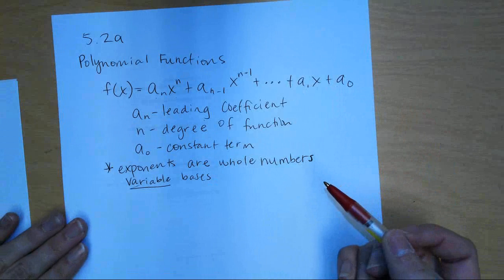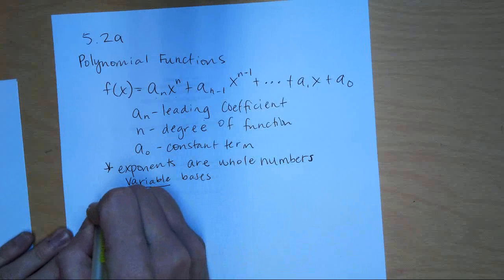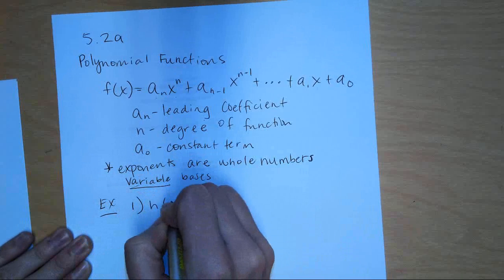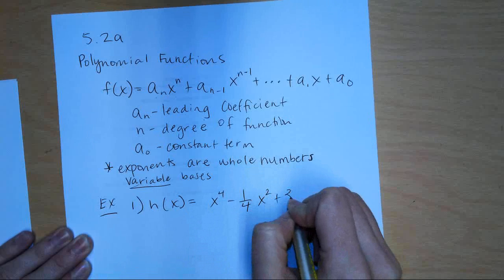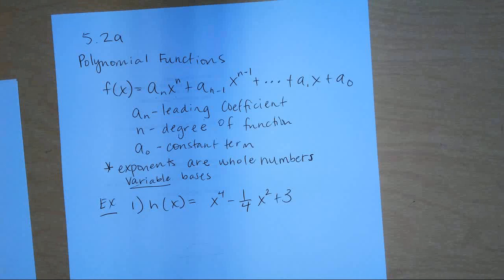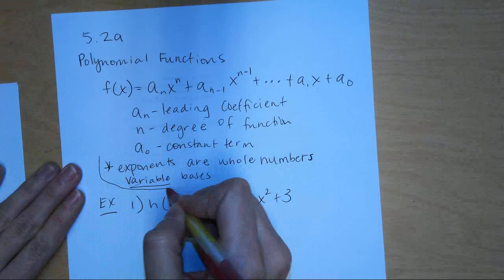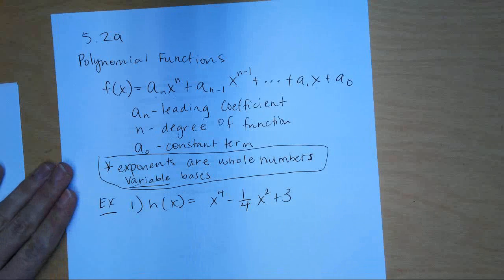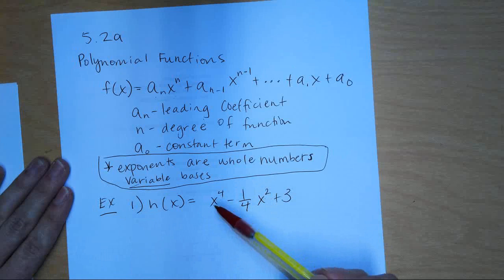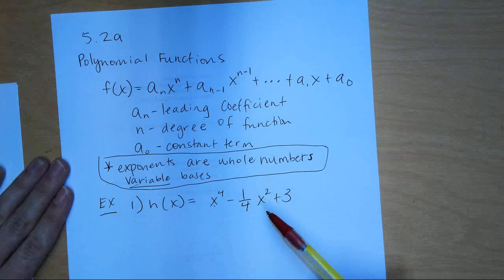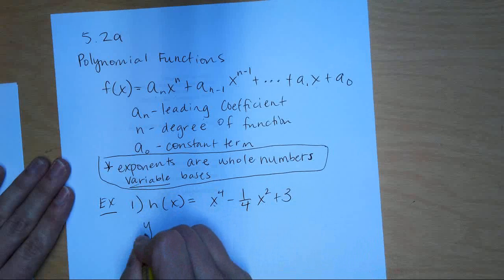Okay, so let's look at a couple of examples. Let's have h of x equals x to the 4th minus 1/4 x squared plus 3. And my question is, is this a polynomial? Okay, so the two things we need to look for: that the exponents are all whole numbers. Are they? Yes. And the variables are all in the base. And those are as well. So yes, this is a polynomial.